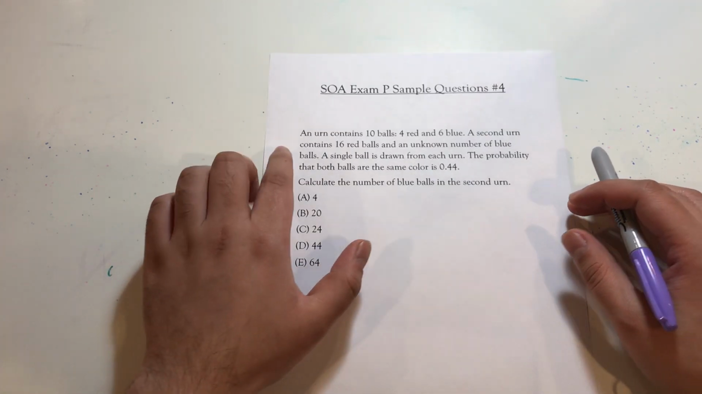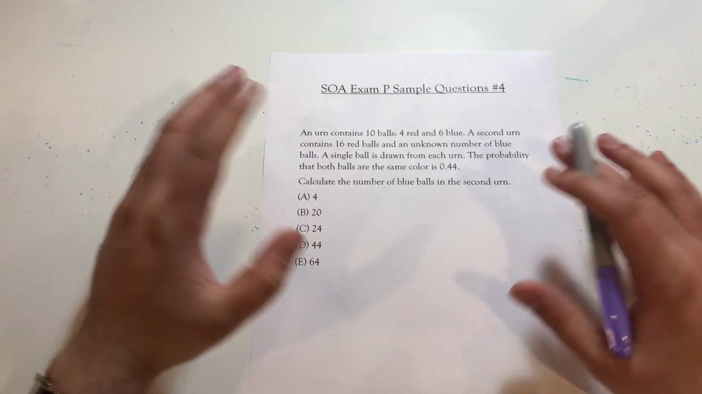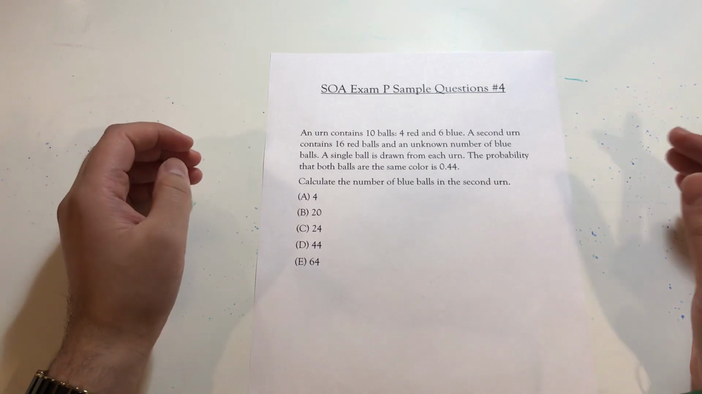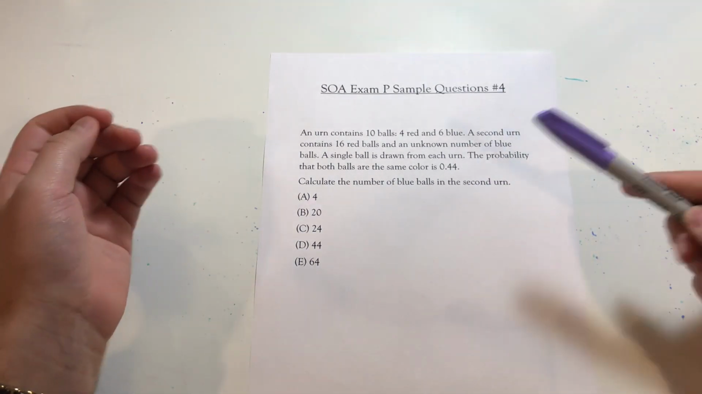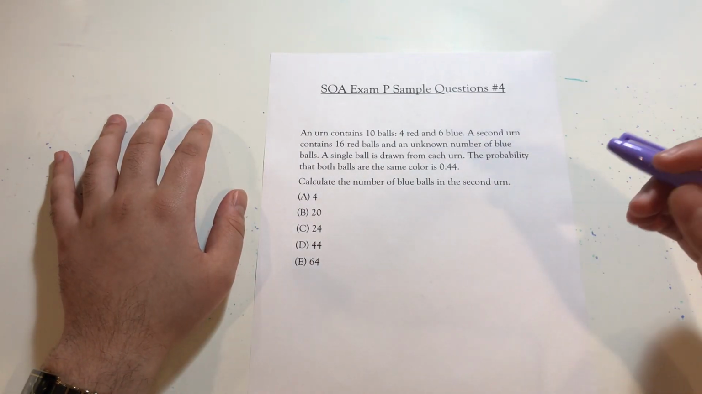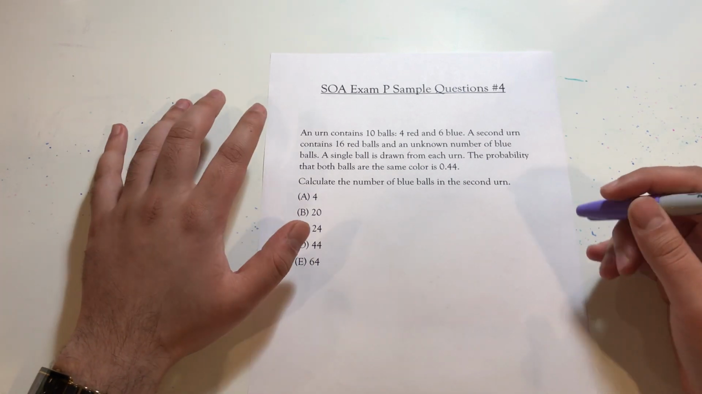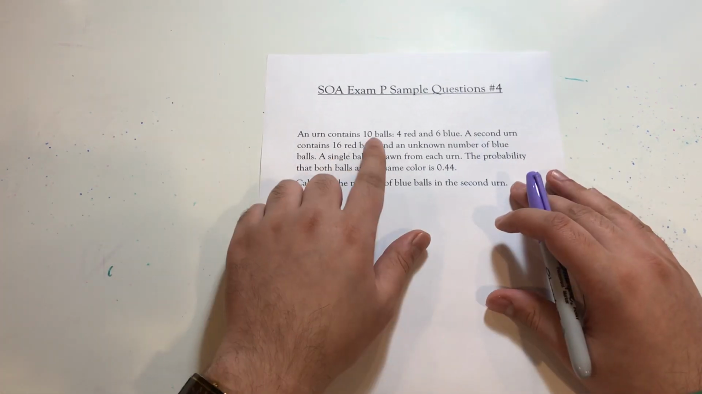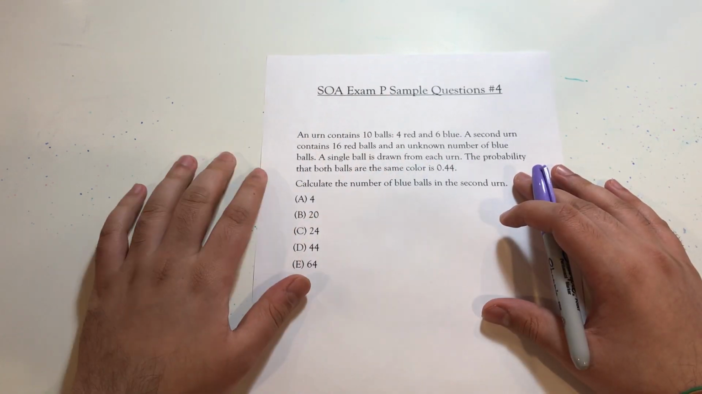So, the question reads, an urn contains 10 balls. This is a classic in probability. There are always urn problems, and whether it's this exam or a probability theory class you'll see in college, urn problems are just standard. You'll see them as much as you see dice and coins. So, an urn contains 10 balls in total, 4 red and 6 blue, right?